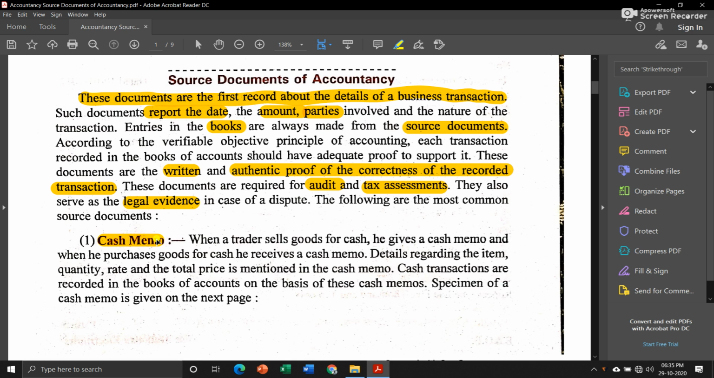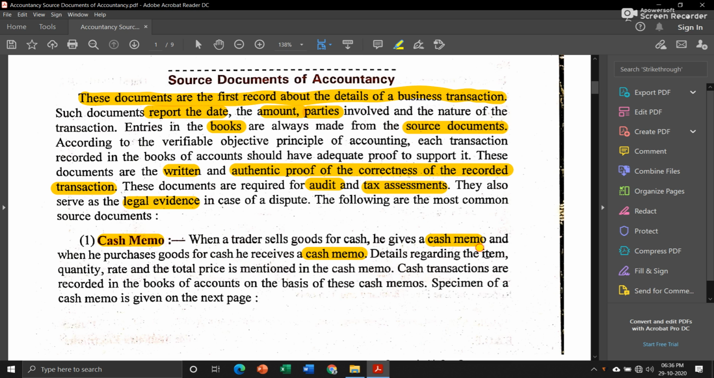Now first one is cash memo. When a trader sells goods for cash, he gives a cash memo. Suppose you are the owner of a business, and when you make cash sale, you will obviously provide a cash memo to the customer. And similarly, when you go to a shop and if you purchase anything, then you will receive a cash memo. Now remember that cash memos are provided only for cash transactions. Only for cash purchase and cash sale, cash memos are prepared.